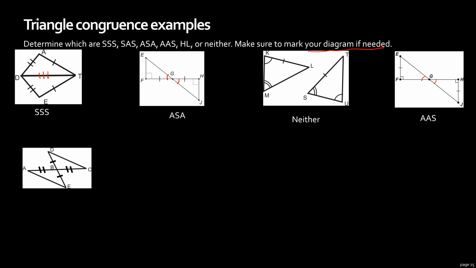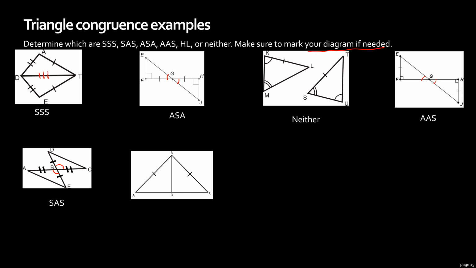So make sure anytime you get an opportunity to mark your diagram, please do so. It will help you visualize. So if you take a look, I have side, angle, side, and I have side, angle, side. And that's one of my congruence criteria. All right. What about this diagram right here? Are these two triangles congruent?